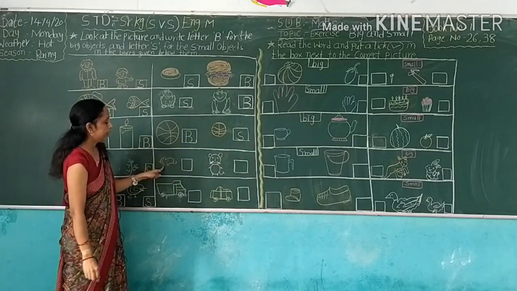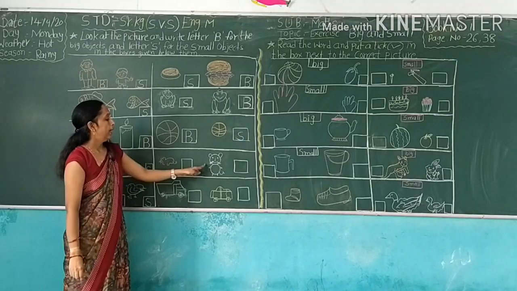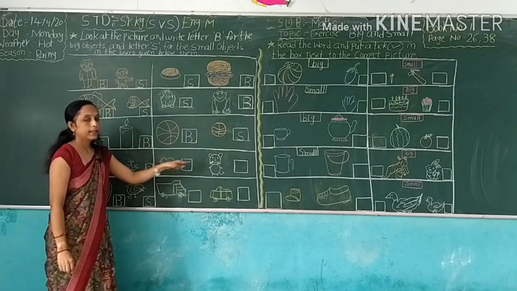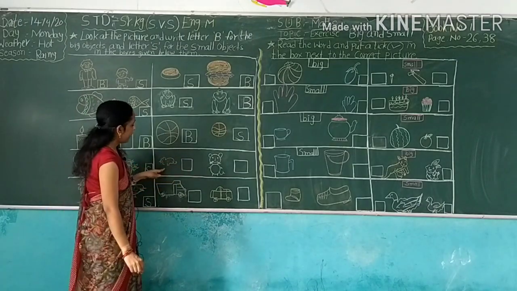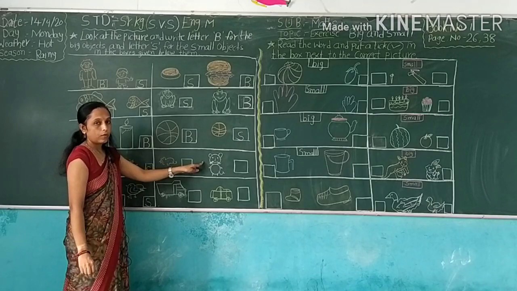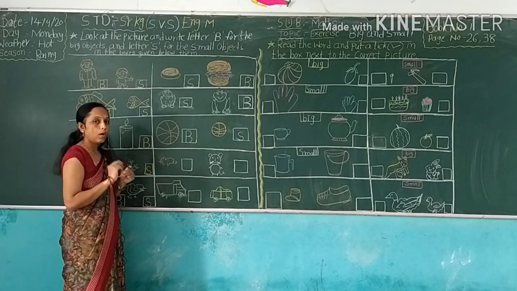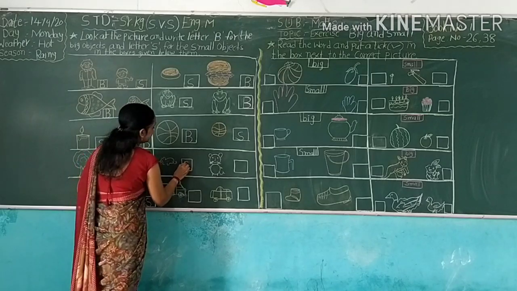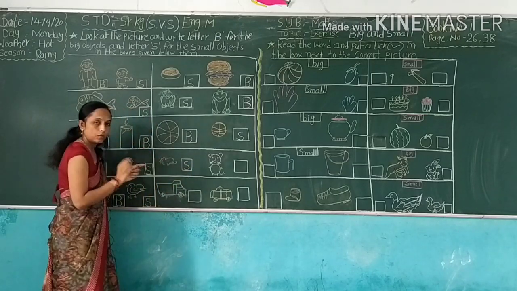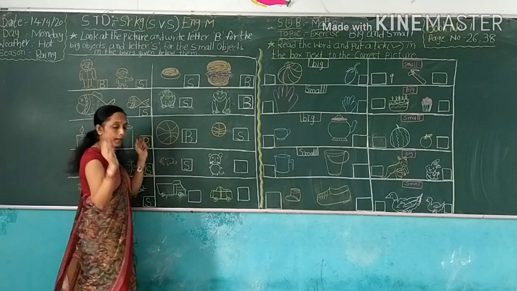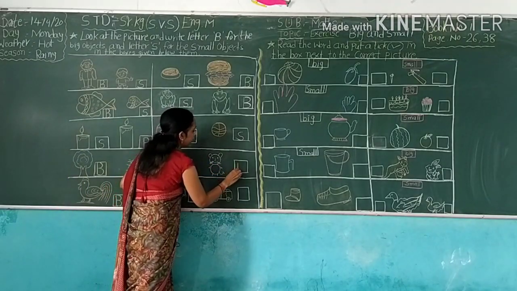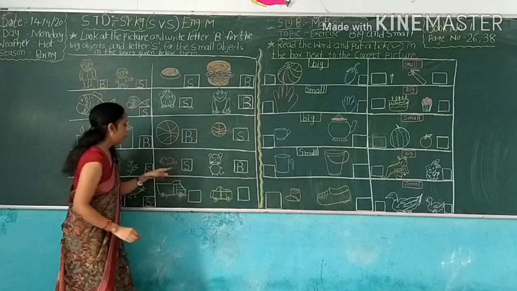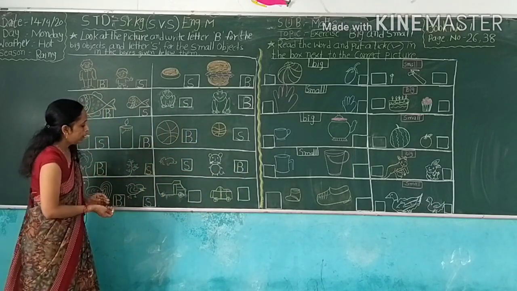And what is this? Rat. And what is this? Cat. So which object is big? Cat. Yeah, rat. Cat. And rat, small. So here we write S. Rat, small. And cat, big. So here we write B. Big, small.